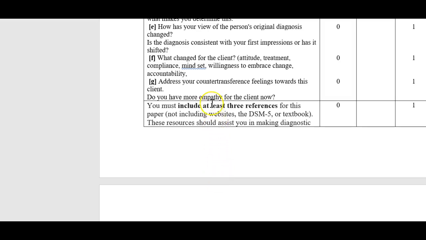And also talk about if you have more empathy now, and even if you found where you have more work to do for yourself, like more healing work, or even looking at different cultural or diversity issues. Do you have some work to do around that? Did something come up for you in working with this particular client or population? This is a good place to talk about that.